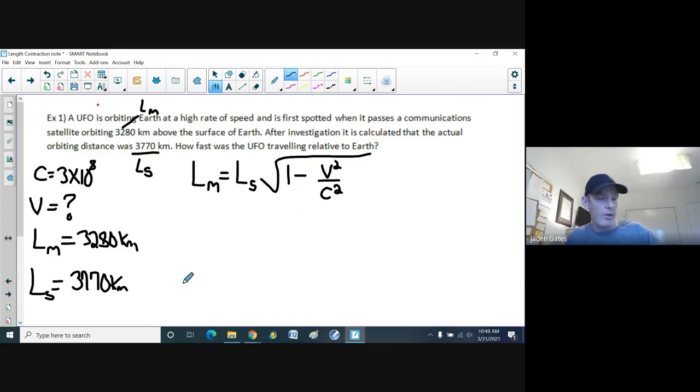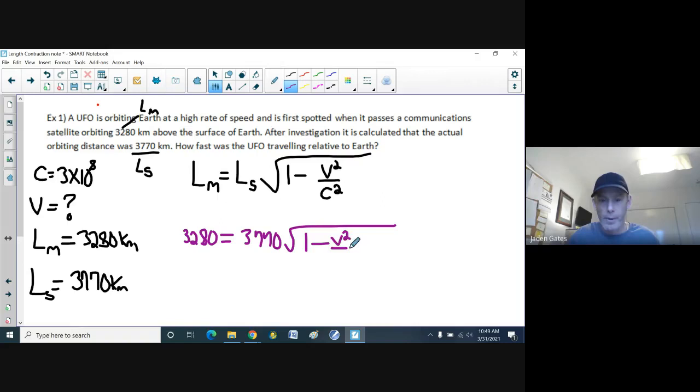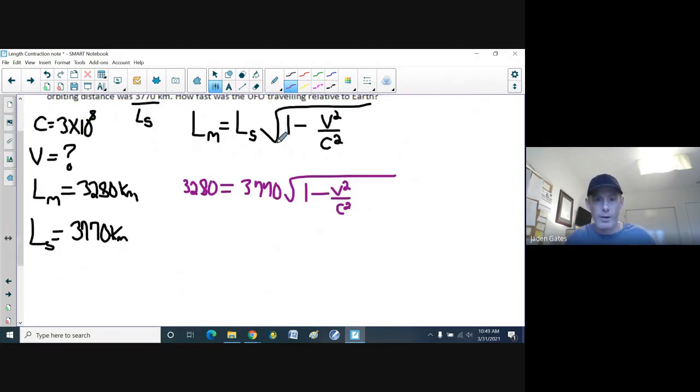I don't know if I should say actual length, relative length, with there's nothing, no motion. All right, so now I'm going to substitute into my formula here. So I got LM here, which is my 3,280. Again, they're in the same units here, LM and LS. So I got a 3,770 kilometers here. Let's see here. What do we got under here? Same old, same old. 1 minus V squared over C squared. I'm not going to plug in C yet because it's scientific notation. It's a little bit annoying.